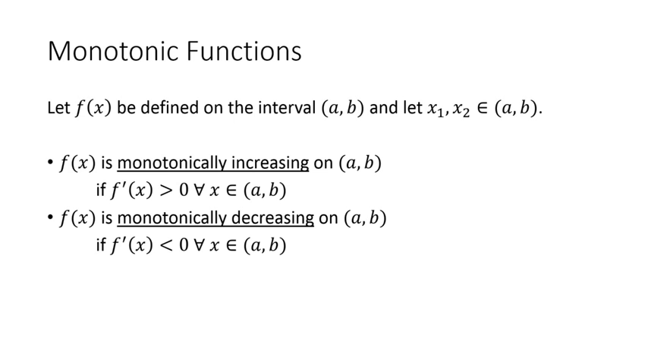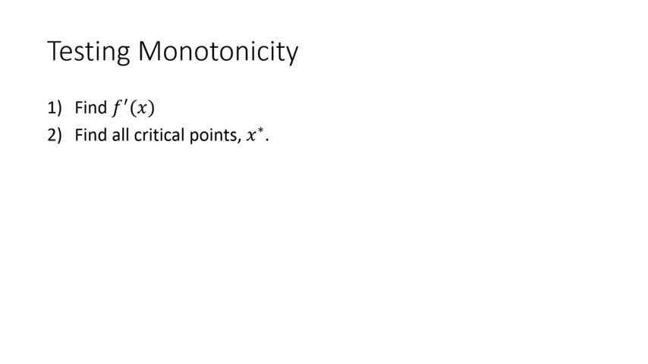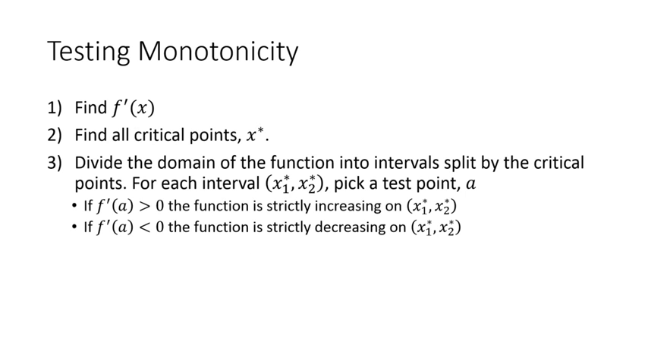If the derivative of the function is negative for all values of x on the interval, then the function is monotonically decreasing on that interval. In order to test monotonicity of a function, you're going to find the first derivative of the function. You're going to find all of the critical points using that first derivative, also looking for points where the first derivative is undefined. And then you're going to take the domain of the function.